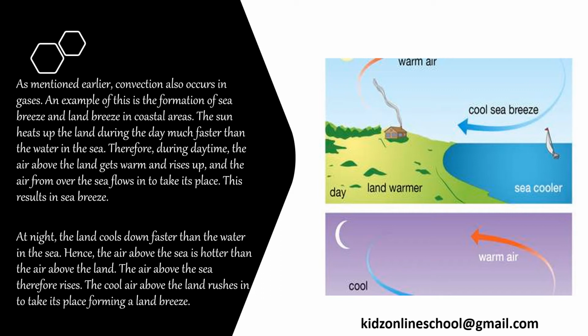At night, the land cools down faster than the water in the sea. Hence, the air above the sea is hotter than the air above the land. The air above the sea therefore rises. The cool air above the land rushes in to take its place, forming a land breeze.